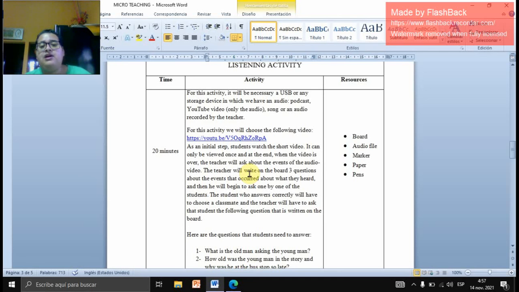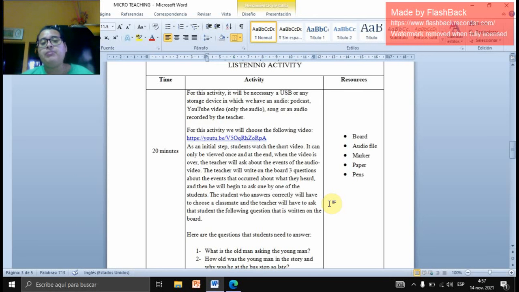Alright, that's the audio, and the teacher can show them the video as well, but without subtitles. So as an initial step, students watch the short video. It can only be viewed once, and at the end, when the video is over, the teacher will ask about the events of the audio video, and the teacher will write on the board 3 questions about the events that occurred, about what they heard.